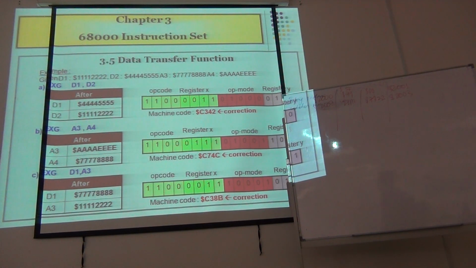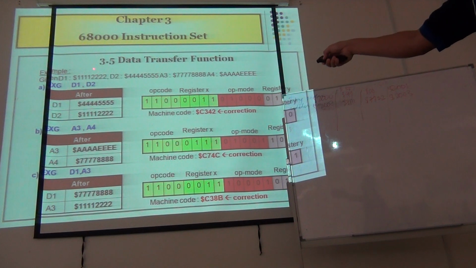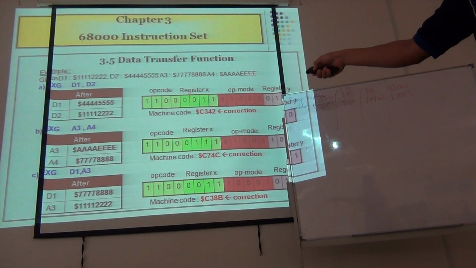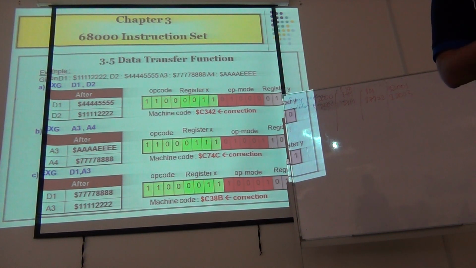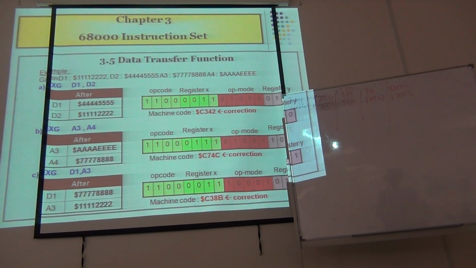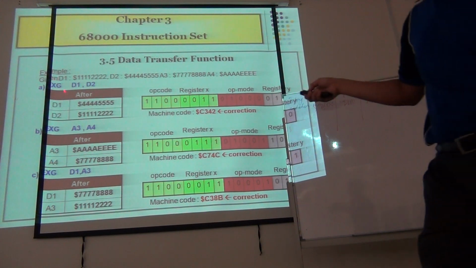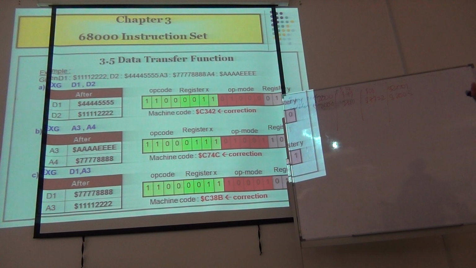If you are exchanging two data registers, given this number, if you are doing exchange, it means it's going to swap the values between those registers, very simple. Exchange D1 and D2, you have this number, then you just change these two, you just swap them. EXG, exchange. You just exchange it, very simple.